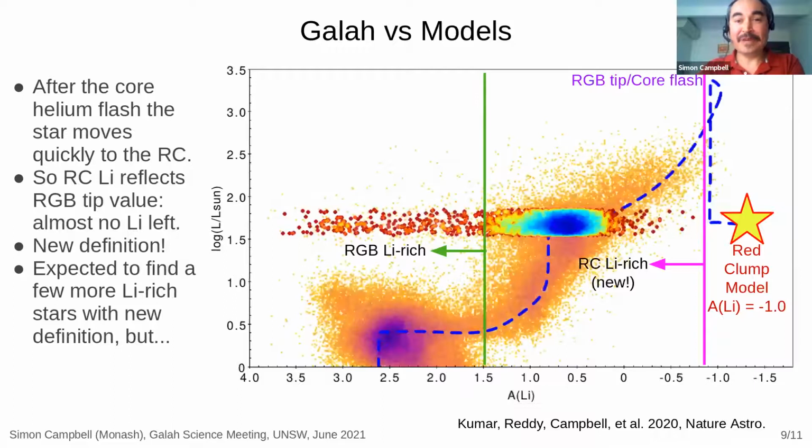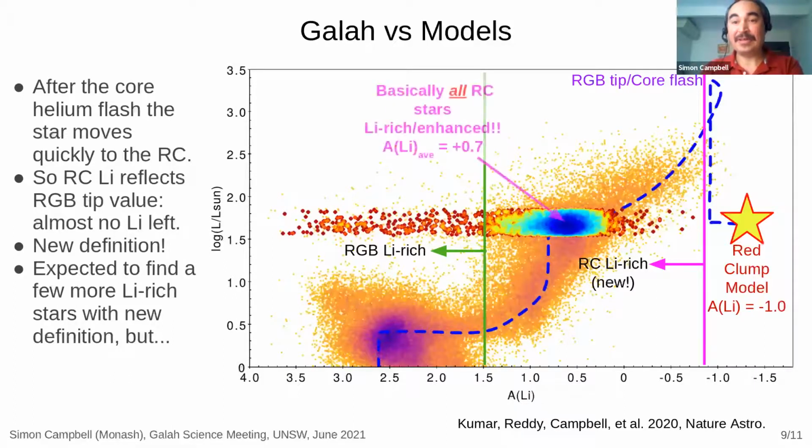But this is actually what we found. It turns out that all the stars were over here at about +0.7 dex, which is a long way from this model prediction of -1. So it's something like a factor of 40. And it seems to be most stars, if not all. It depends on the sampling. But this was a bit of a surprise.